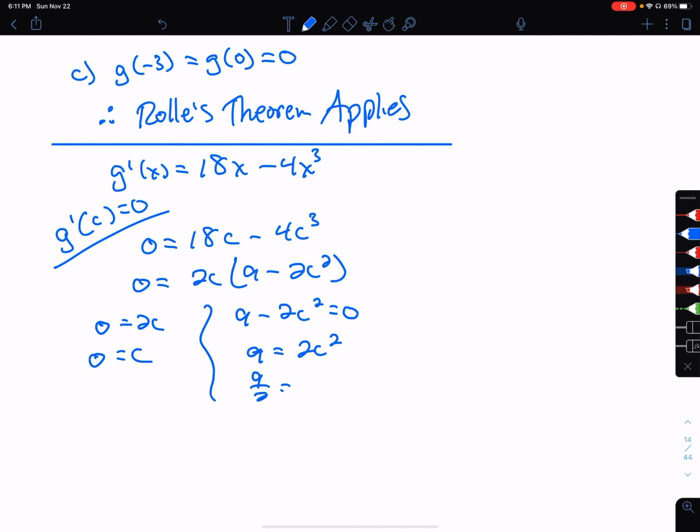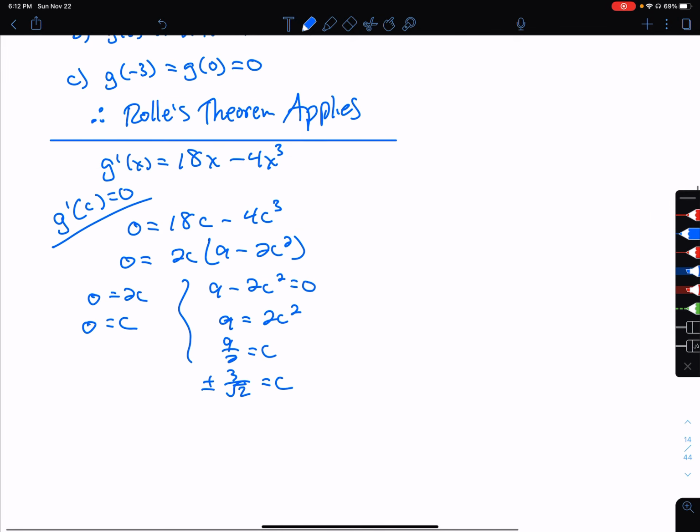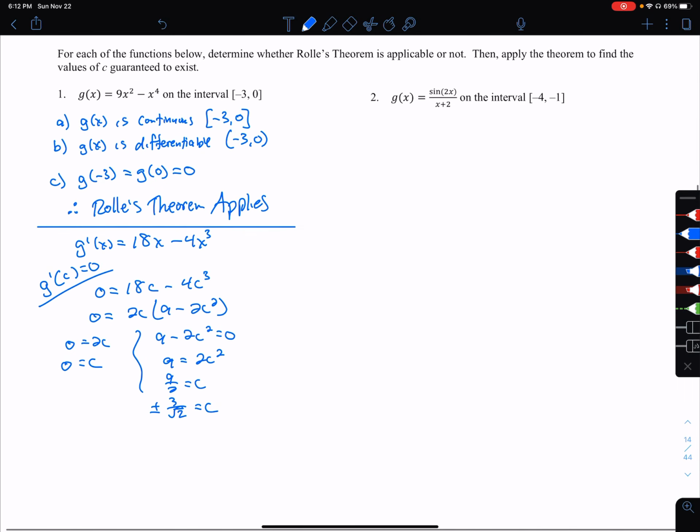And we end up with, if we square root the left side here, square root 9, you're going to get 3. 2 is irrational. All right, so it looks like we got 3 possible answers.